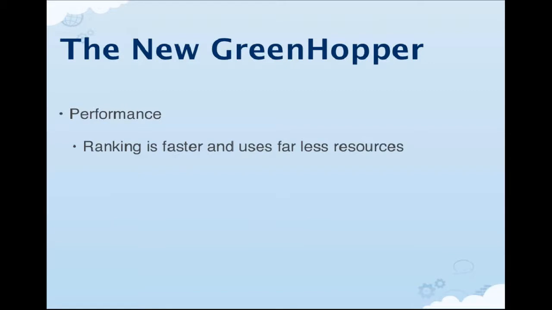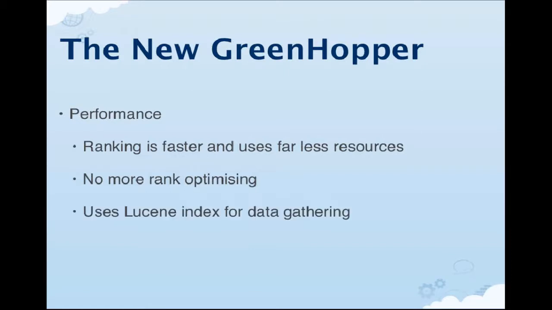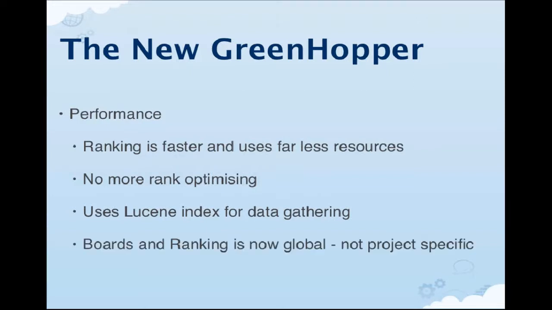On top of that, we've looked at the performance of the actual board load times as well. The ranking is faster and uses fewer resources because of that lack of optimization. But for the actual data, we're pulling it straight out of the indexes now. So we're using Lucene not only through JQL, but we've also dropped down a level and gone directly to the Lucene index, which has been a good learning experience for the GreenHopper team. It means they've been able to pull up a lot more data that previously they didn't have access to and had to go right back to the database to get.